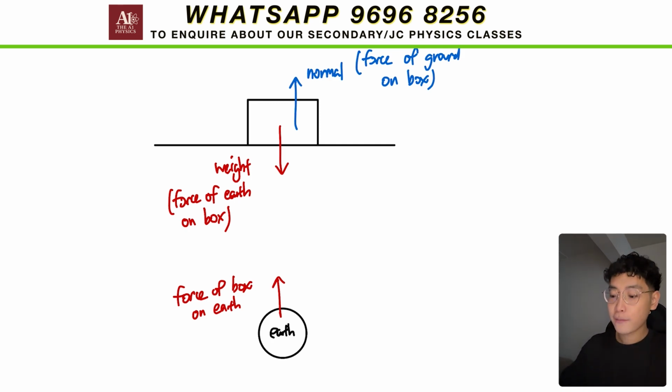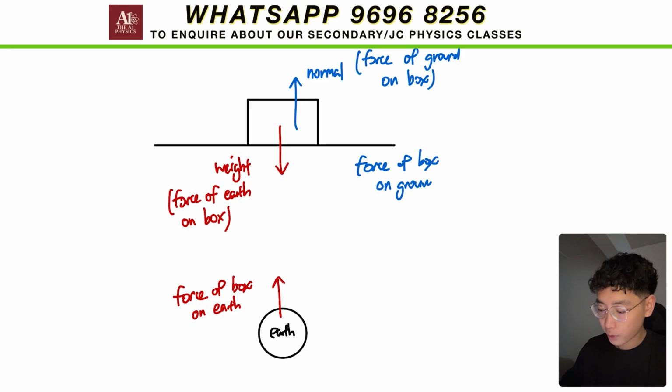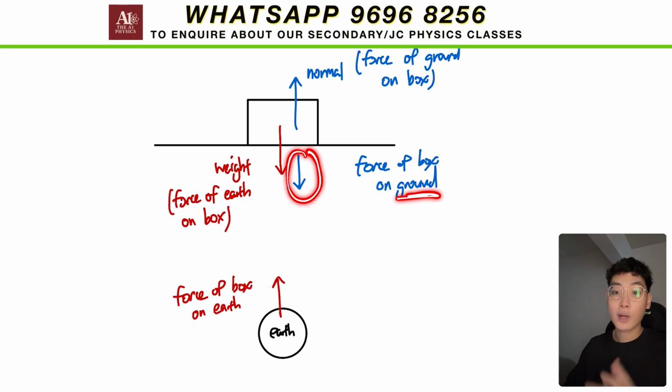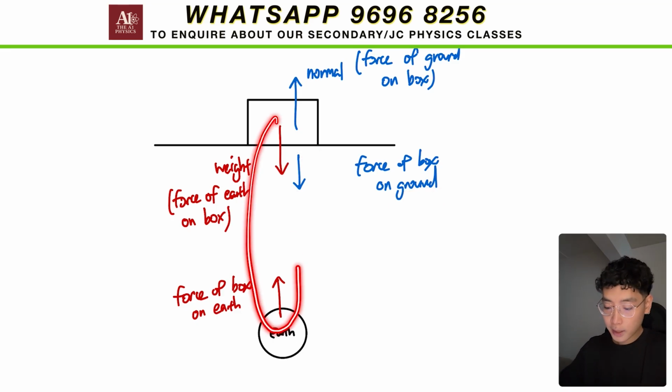Now, the action-reaction pair for the normal force, we can say is the force of the box on the ground, right? I'm just swapping these two words around. So this force is acting on the ground and is basically the box pushing down onto the ground, right? The force exerted by the box pushing down onto the ground. That's why this force is acting on the ground. So actually, these two are the action-reaction pairs, and these two are the action-reaction pairs.